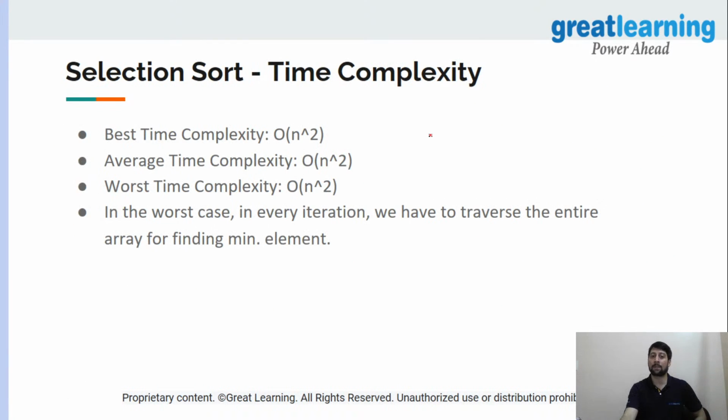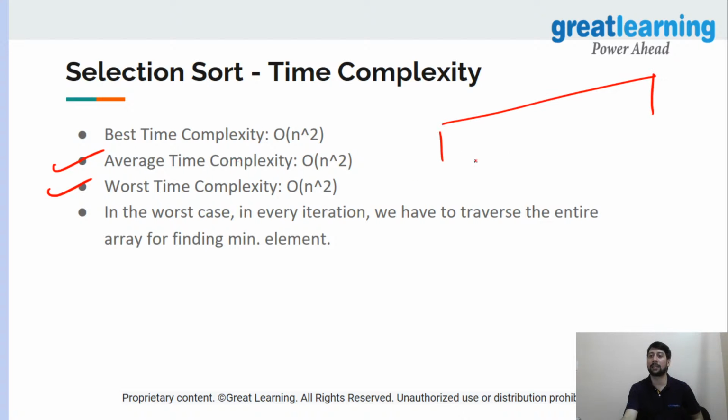If you talk about time complexity, there are two nested for loops, and there is nothing by which we can modify selection sort to reduce the time complexity. In the worst case, which we already saw, it will be big O of n square, and in the average case it will also be big O of n square. In the average case some of the elements will be sorted, but it will be n square by 2. Removing the constants, we still get n square.